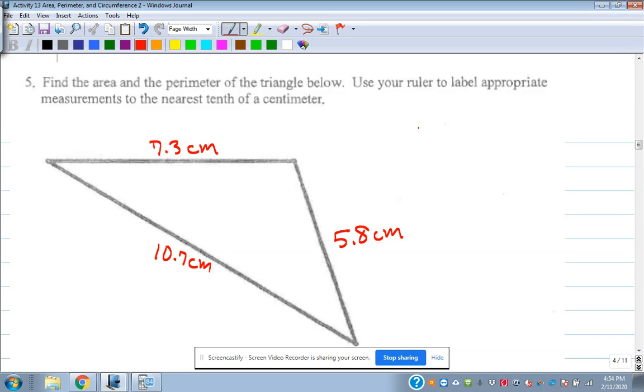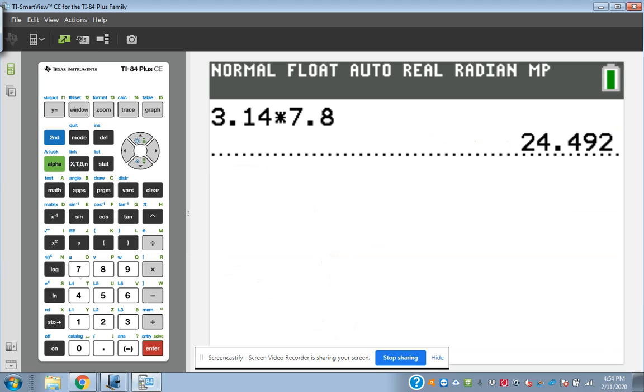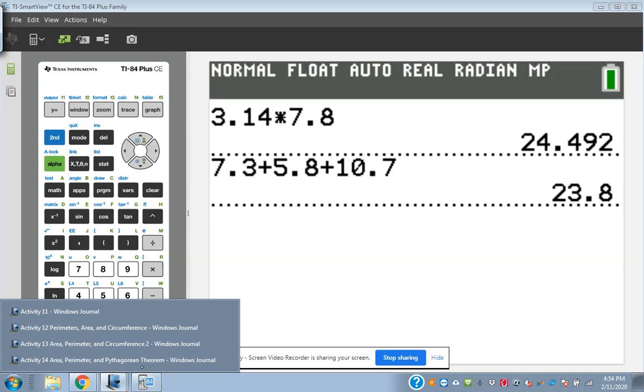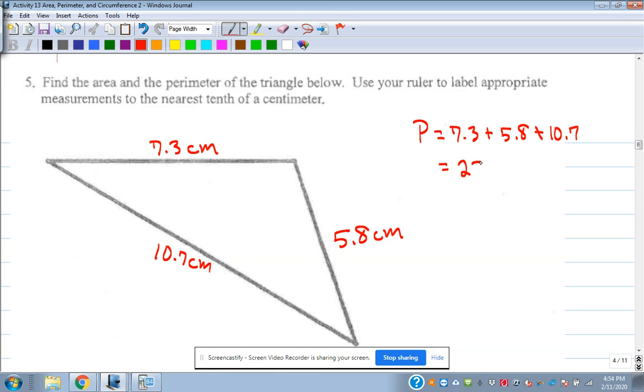Now, perimeter is just going to add all those up. So 7.3 plus 5.8 plus 10.7. That's perimeter. 7.3 plus 5.8 plus 10.6, right? 10.7, sorry. 23.8. One up from that. Yeah, and the key, I'm going to look for the original measurements, and then your calculation from that should reflect that. So this would be centimeters.